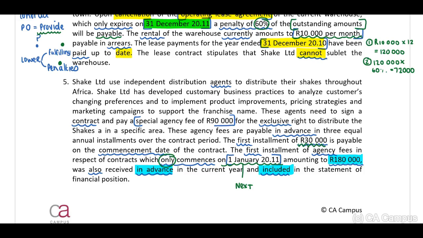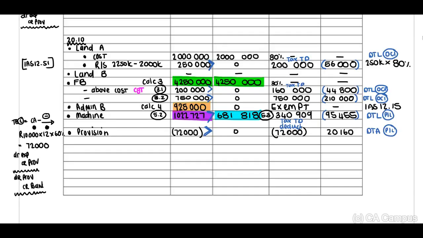Therefore, if they have received this in advance, let's think about our journal entry. Debit, our bank, credit, income received in advance. Now we need to transfer this 180,000 to our deferred tax calculation, and this will be revenue received in advance. This is 180,000. Remember your bracket.